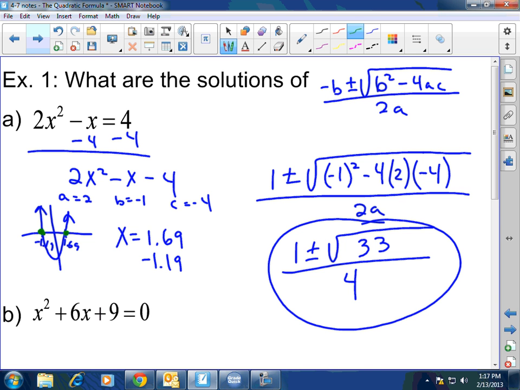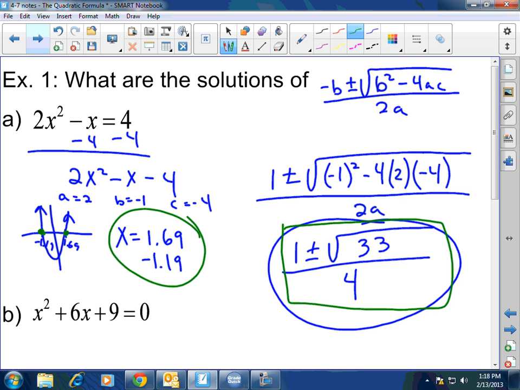Since we don't use calculators, you leave it like this. I did not give you these answers to encourage you to use calculators. I gave you those answers so you could see what it is that we're solving for. How do I solve what? I use a calculator: 1 plus the square root of 33 divided by 4, and then 1 minus the square root of 33 divided by 4. Thank you for asking, sir.